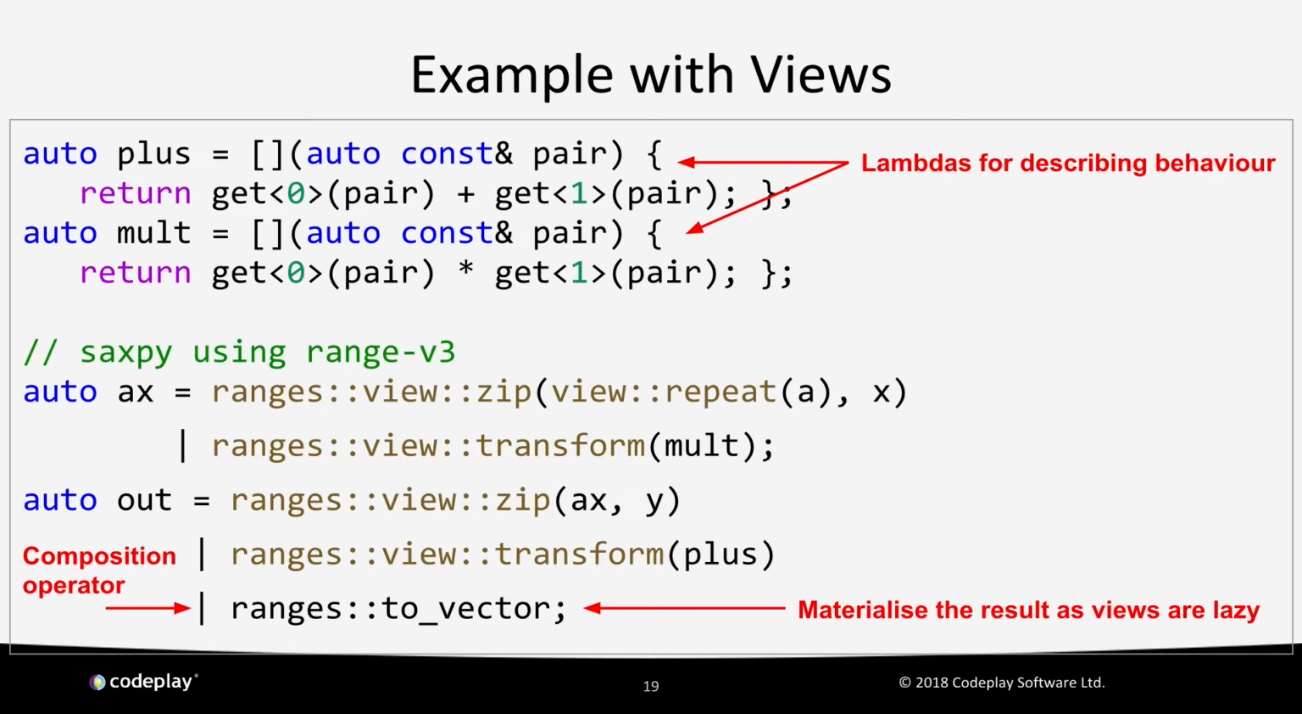So what this to vector bit here does is it says, I want this to actually materialize to be something. So all the computation happens when we get to this to vector bit. And so that means that we've just described how Saxby should work, and we haven't really got any temporaries. We've just described everything happening all at one point. So are there any questions on this?